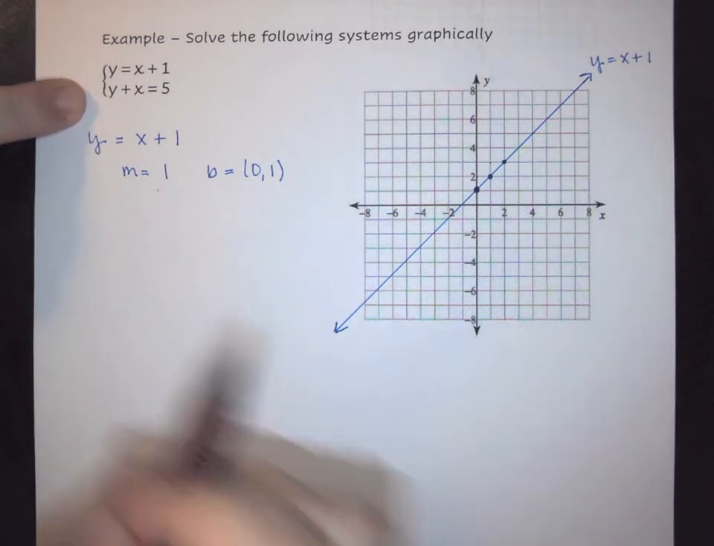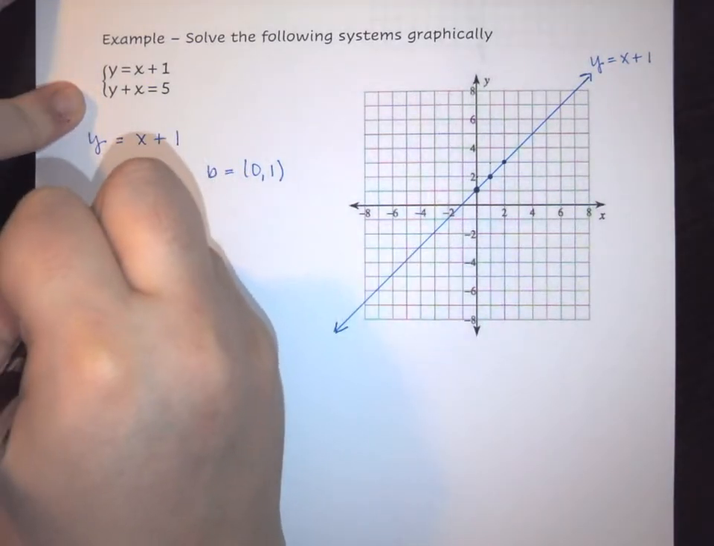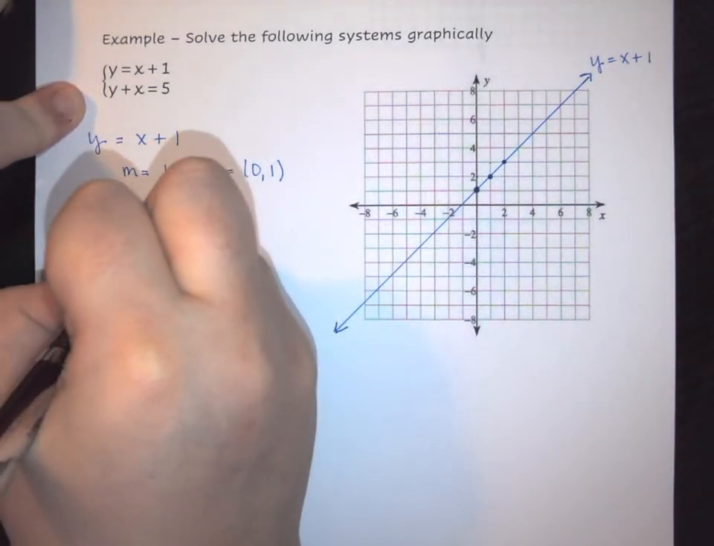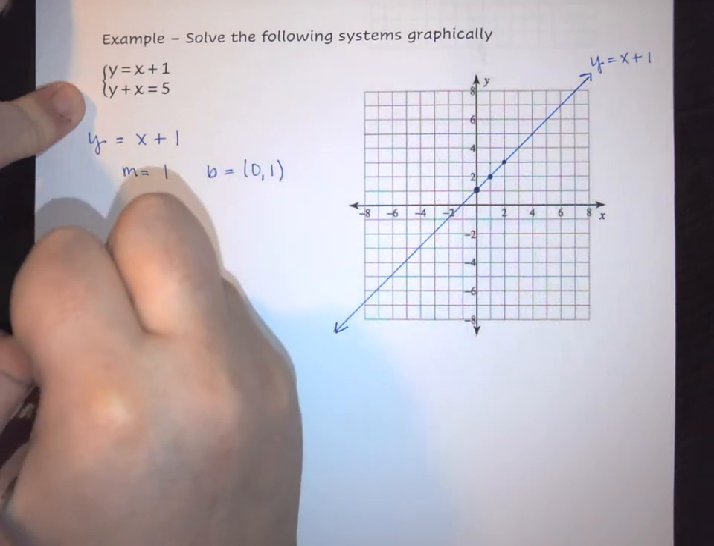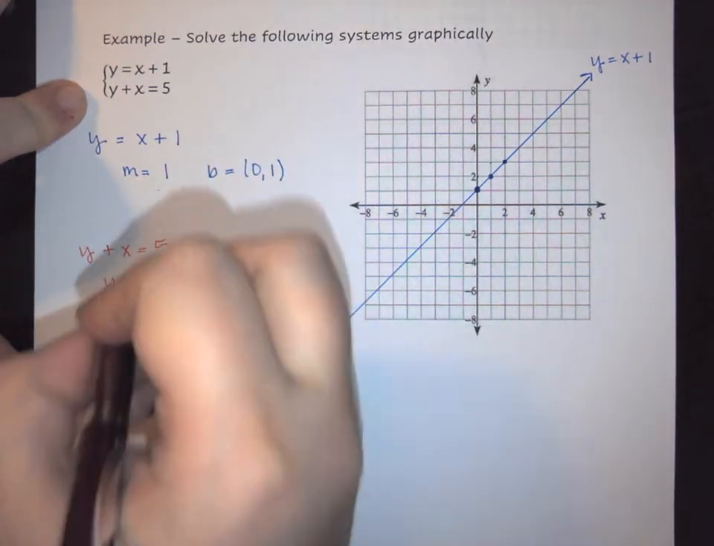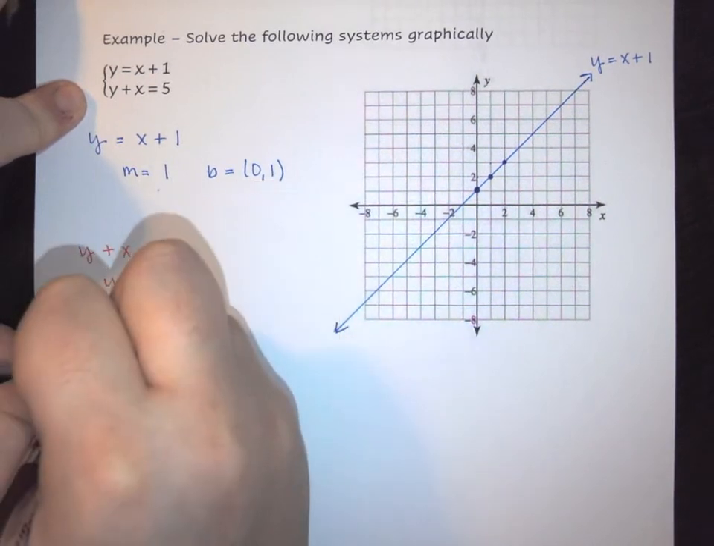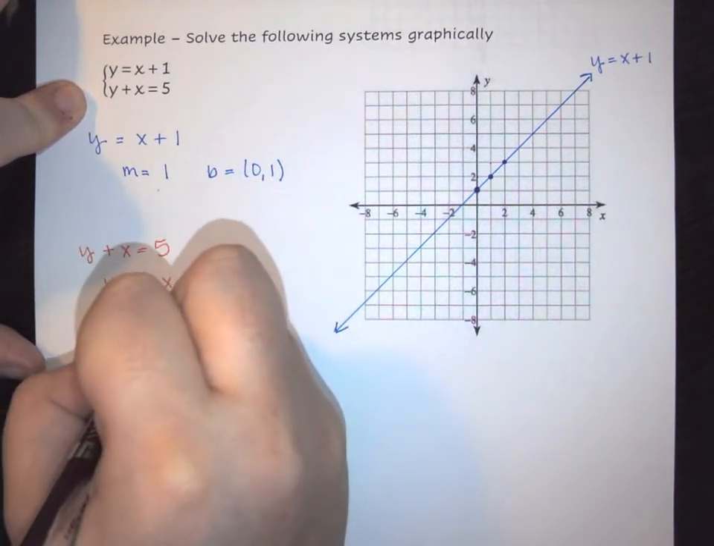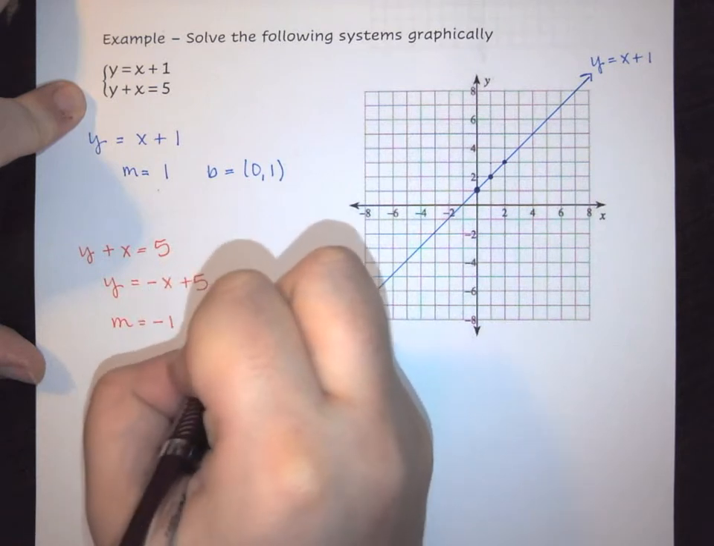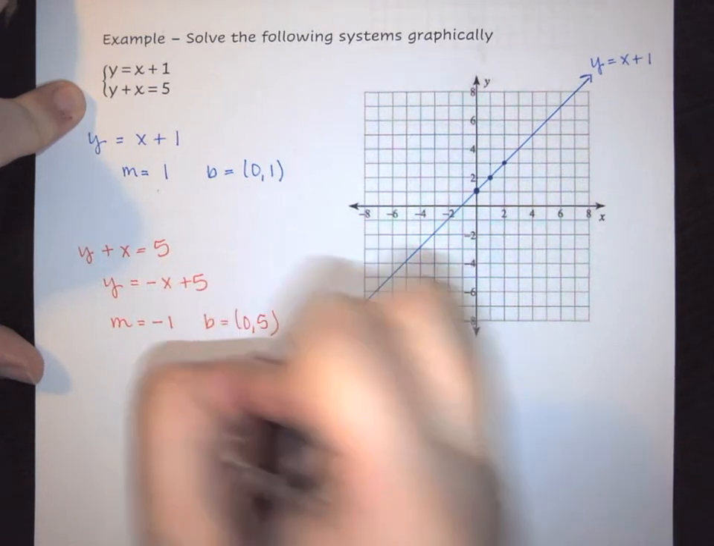Now we can look at the other. So here we're going to start with y plus x equals 5. To turn it into slope-intercept form, we would go ahead and move that x, so we have negative x plus 5. My slope is a negative 1. My intercept is the point 0, 5.